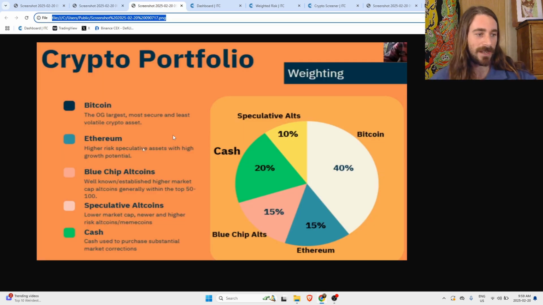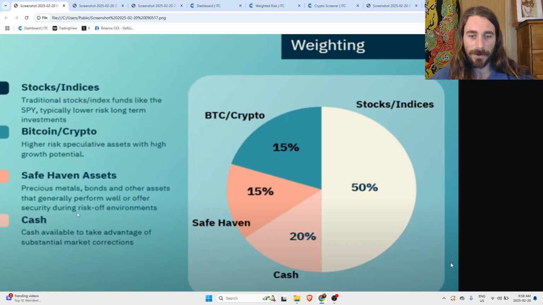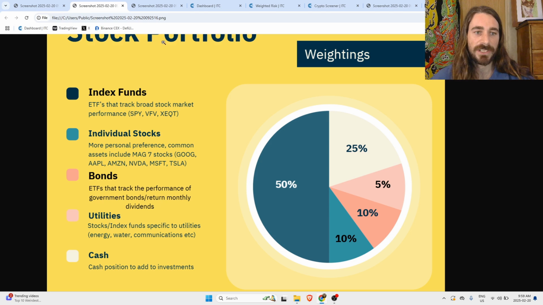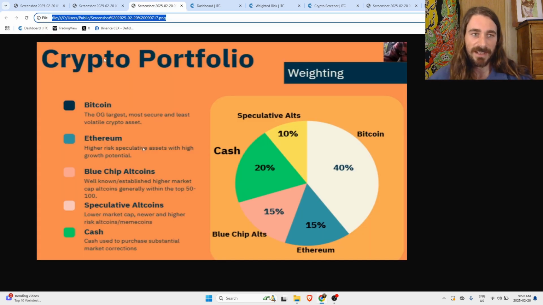So we'll flip over. I touched on this before as well. We also break down our crypto portfolio. So overall, we break down our overall portfolio, get into the individual portfolios, and break those down. And with Bitcoin, we do see, similar to how we weight our stock portfolio, Bitcoin is the oldest, the most secure, the safest. It's weighted the most. Cash is our second highest weighting, so we can take advantage of the dips.